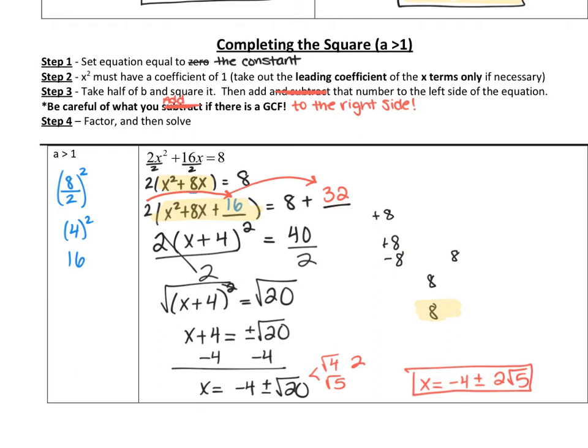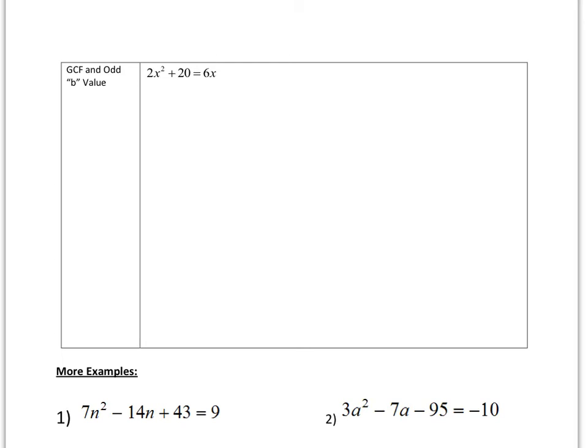All right, let's try another example. So here's an example where I have a GCF and an odd b value. So our first step is going to be to set it equal to the constant. So I need to move this 6x over here, and I need to move that 20 to the right side. So I'm going to go ahead and do that. So I have 2x squared minus 6x, and then if I move the positive 20 over, it becomes a negative 20. So same thing as before, we take out a GCF of just the number, which is 2, and I'm left with x squared minus 3x equals negative 20.